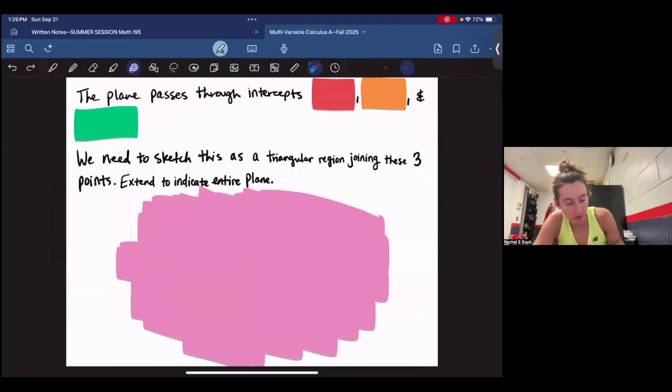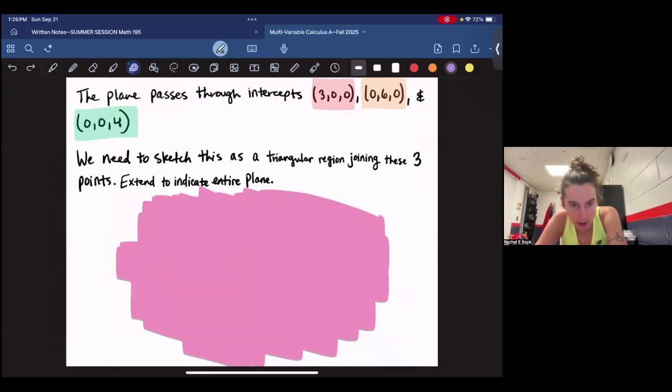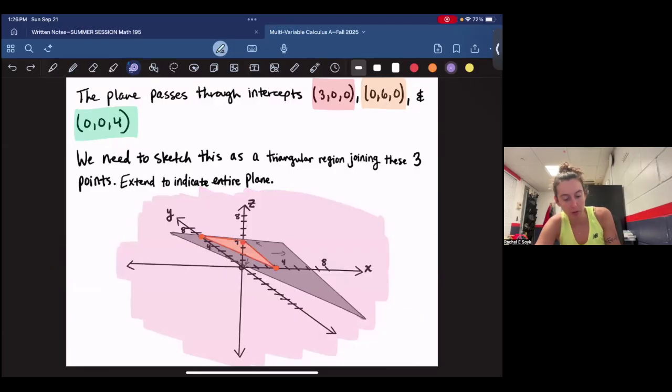And again, I just stated this, the plane passes through these intercepts. And so when we sketch out this triangular region, joining these 3 points, we end up getting the following. This orange triangle, which when we extend the entire plane, just shoots out into infinity in each of the directions. Don't judge my graphing. I am not very good with sketching this out.